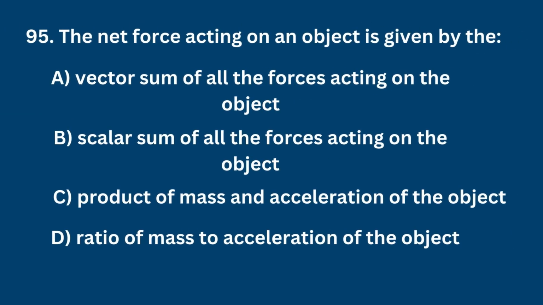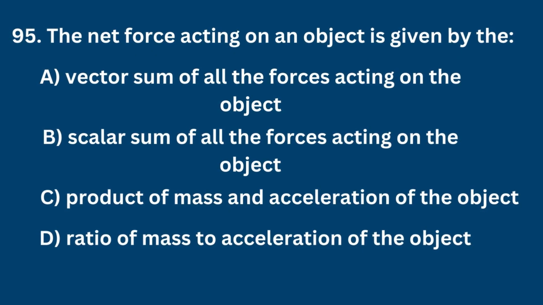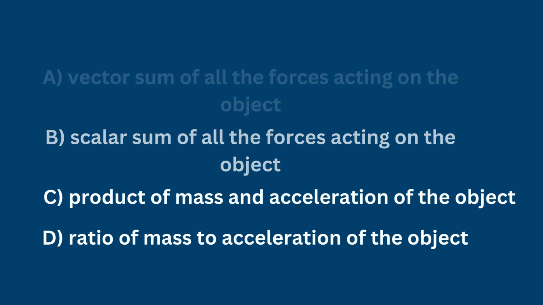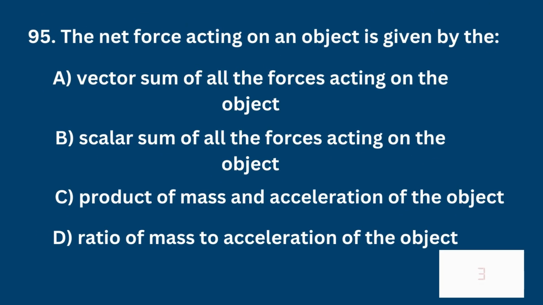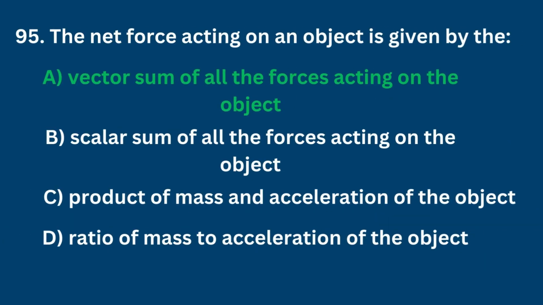The net force acting on an object is given by: the options are A. Vector sum of all the forces acting on the object, B. Scalar sum of all the forces acting on the object, C. Product of mass and acceleration of the object, D. Ratio of mass to acceleration of the object. Correct answer is C. Both the net force and net torque acting on the system are zero.